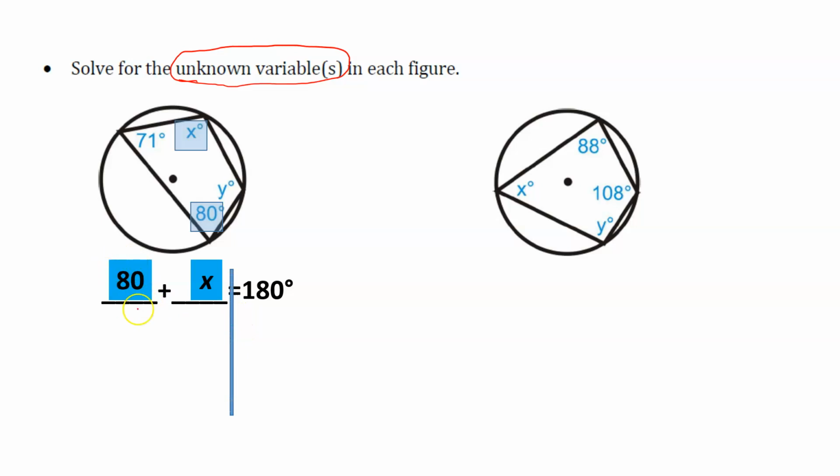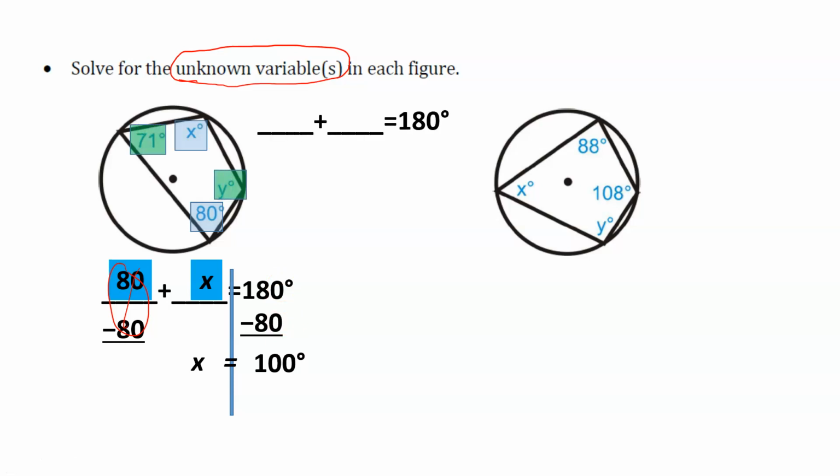What's the opposite of positive 80? Negative 80. So that cancels out. And what is 180 take away 80? That's 100. All right, so we're going to do the same thing with y and 71. Let's set up our equation. All right, what's the opposite of a positive 71? A negative 71. So this will cancel out. And I'm left with y equals.